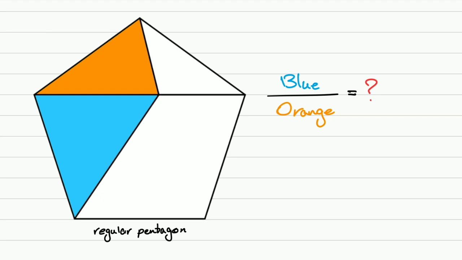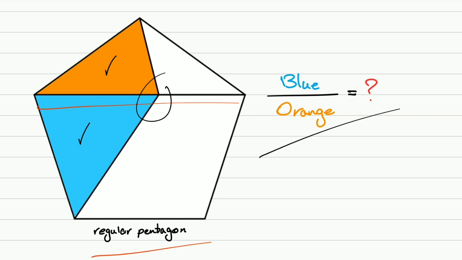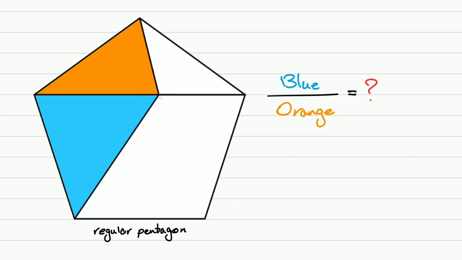Here we have a geometry problem. We have a regular polygon, and this is one of the diagonals. From this point, we have formed two shapes, an orange shape and a blue shape. We want to find the ratio of the blue area to the orange area. Give it a try, then watch the solution. It's not really easy, but you can do it. Good luck.